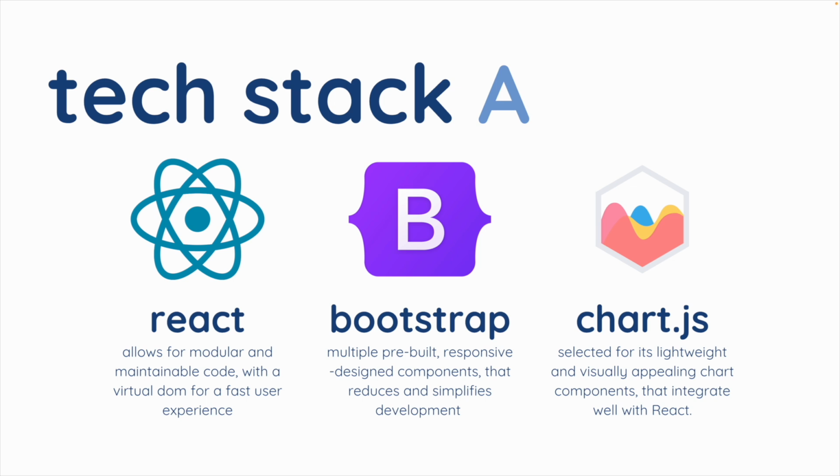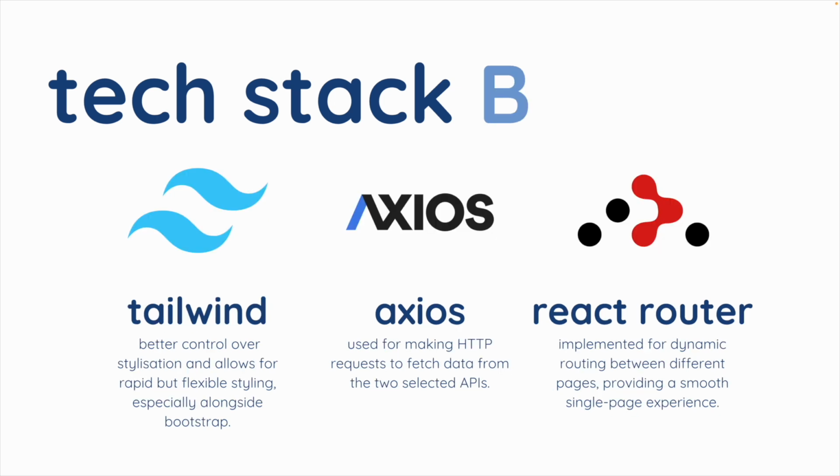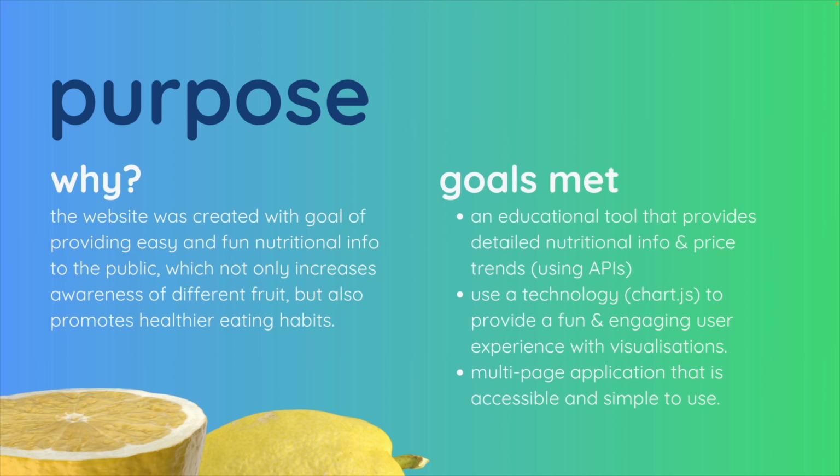Chart.js was a must because we had to create visually appealing chart components, and it just works really well with React, and it's also great because it's lightweight. Tailwind was another UI library that allows for much better control, much more in-depth stylization, but it's also very flexible, and it works great alongside Bootstrap. Axios was used for HTTP requests, and this was to fetch the data, in other words, from my two APIs that I selected. And finally, React Router was for routing between the different pages, so it creates a single page experience.